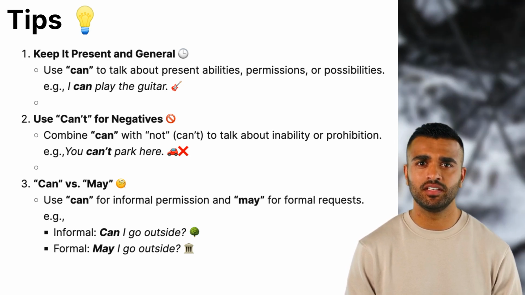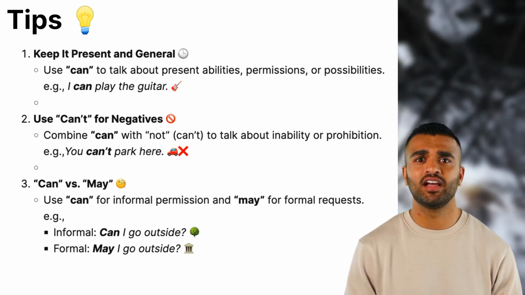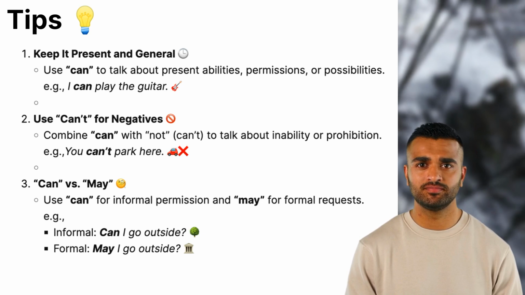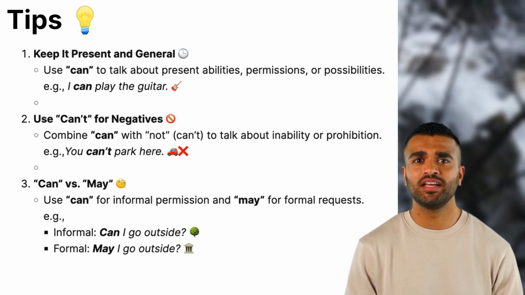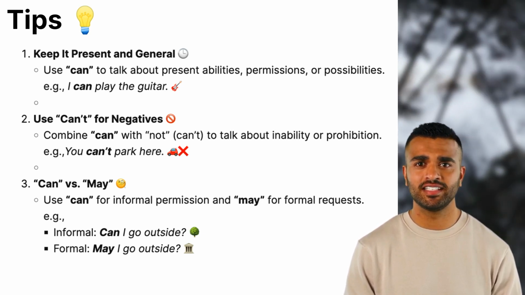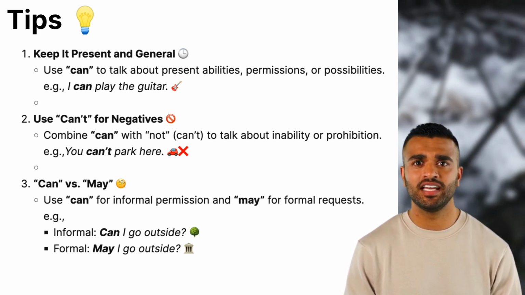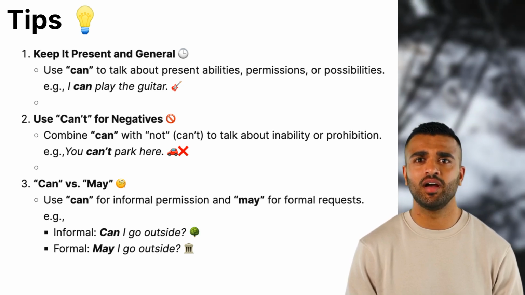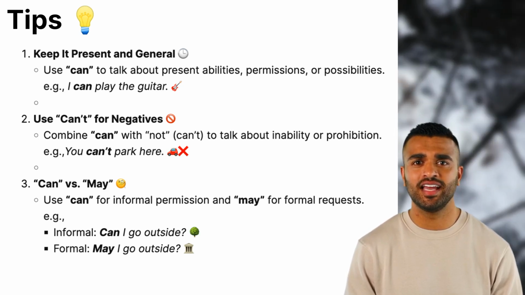Example: you can't park here. Parking is not allowed. More examples. I can't swim. I don't know how. You can't use your phone in class. It's not allowed. If you want to talk about something that is not possible or not allowed, use can't.